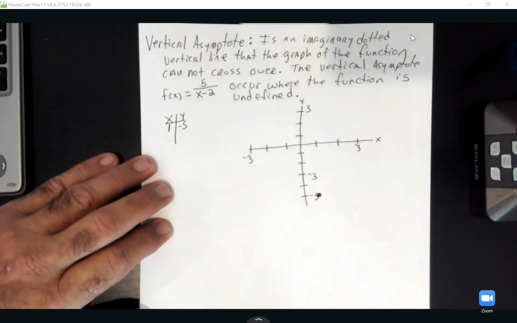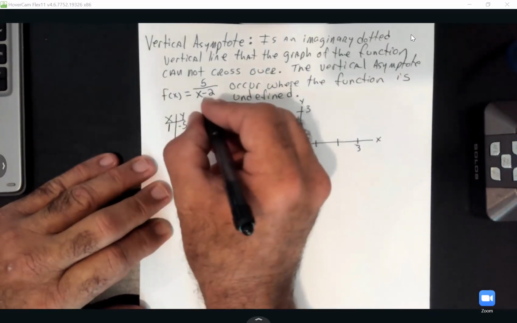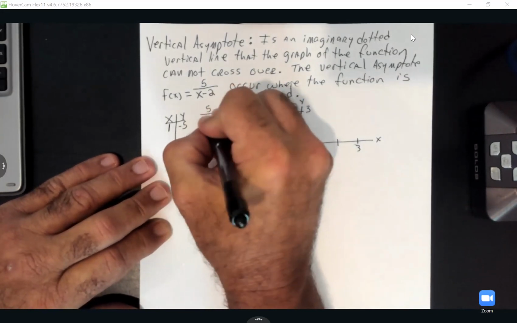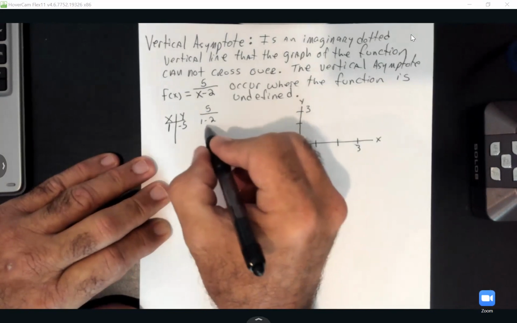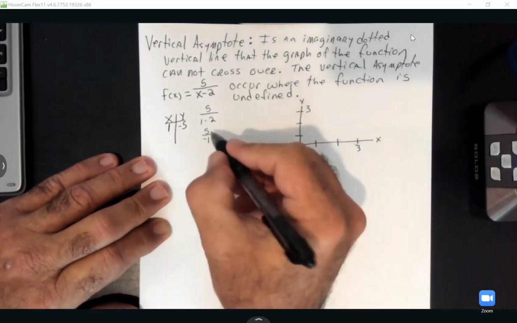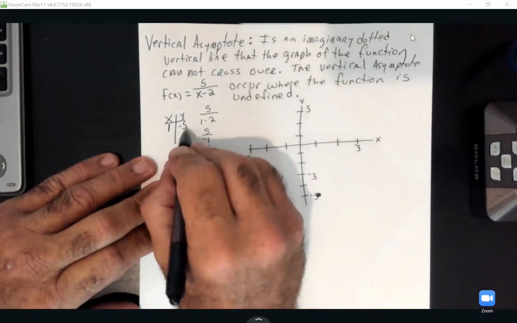Wait, how'd you get -5? I'll just plug the 1 into here. So watch this. If I plug 1 in for the x, I'll do the bottom first. 1 minus 2, so that gave me a -1 on the bottom. And then my 5 divided by -1 gave me my -5.